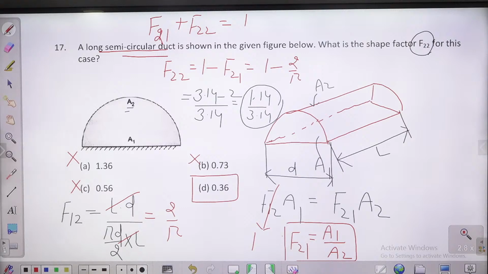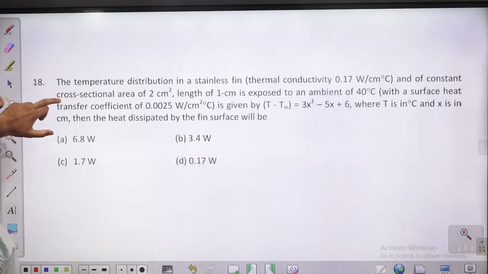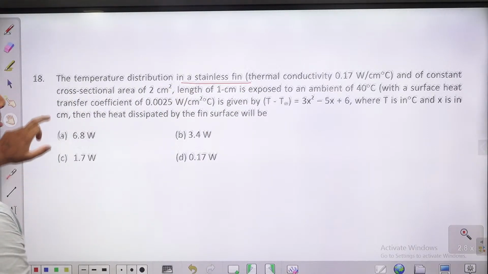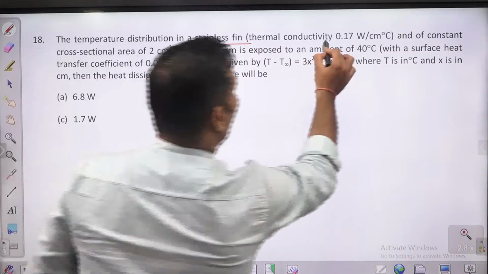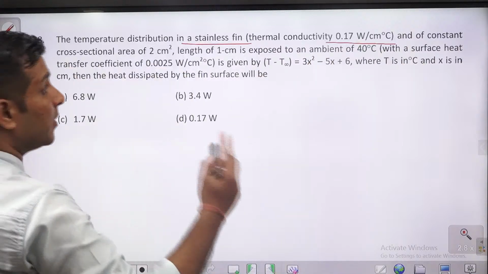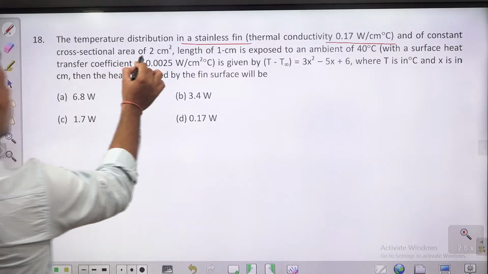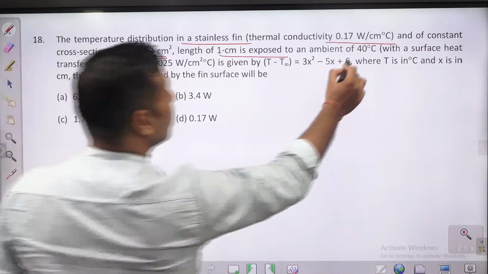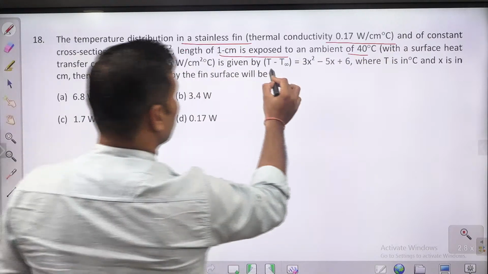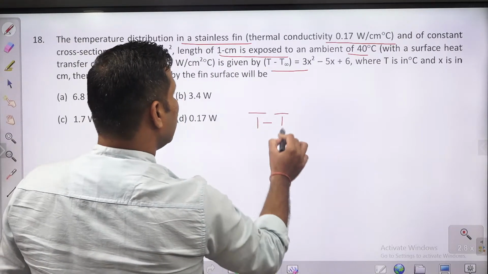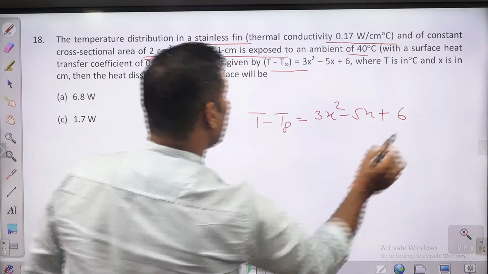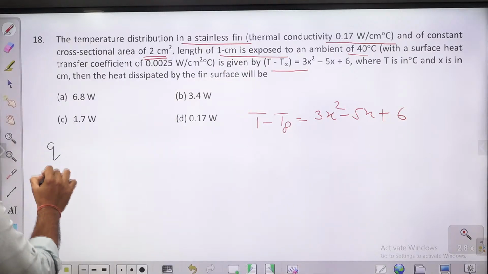Fine. चलिए. Let us move to question number 18. A temperature distribution in a stainless steel fin, thermal conductivity 0.17 watt per centimeter degree Celsius, of constant cross-sectional area 2 centimeter square, length 1 centimeter, is exposed to ambient temperature, and is given by this particular equation: T minus T infinity is equal to 3x square minus 5x plus. What is it asking you? It is asking you Q convection from the fin.